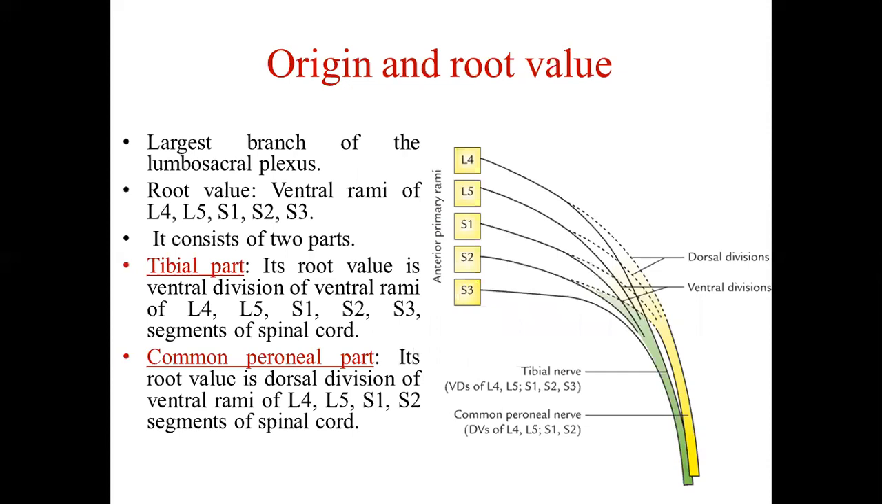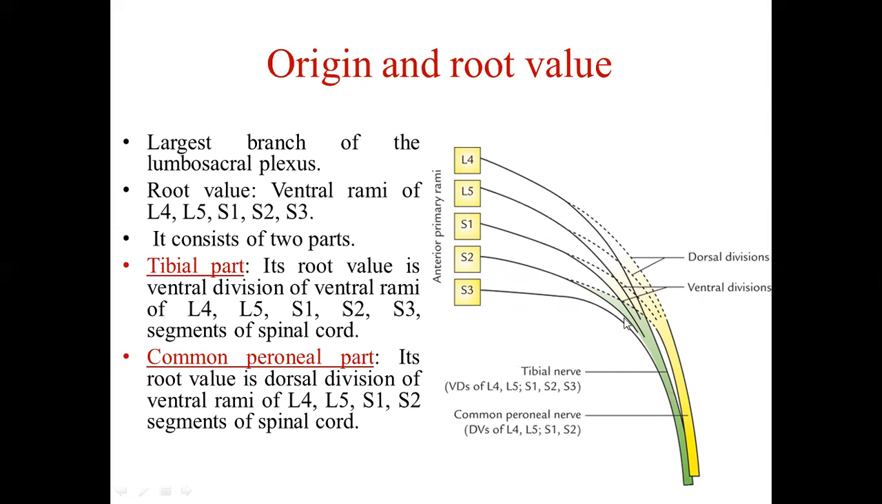It is the largest branch of the lumbosacral plexus. So you can see here how it is formed. It is formed by the ventral rami or anterior primary rami of L4, L5, S1, S2 and S3. So lumbar, lower two, and the sacral part. All these nerve roots join together and form the thick nerve, that is the sciatic nerve. After dividing, it shows two parts: the tibial nerve and the common peroneal nerve.